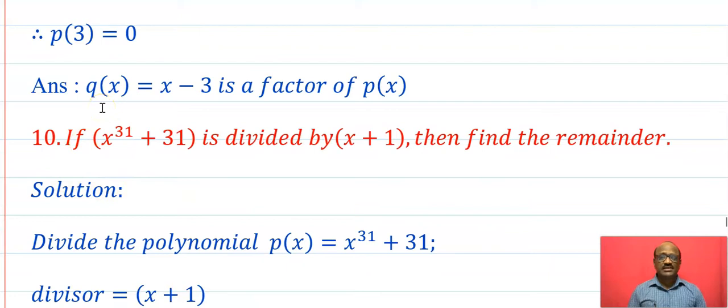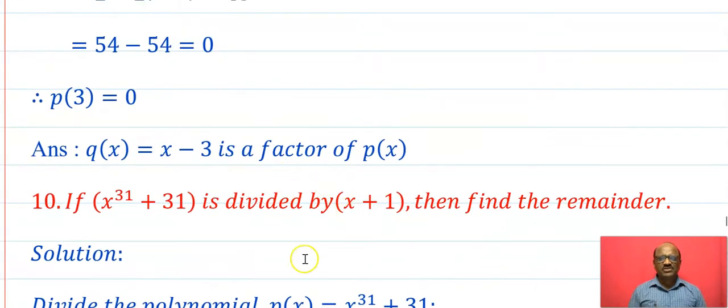Therefore, what do we say then? That is, q of x is equal to x minus 3 is a factor of p of x. Had it not been a factor, we would not have got this value. Here we got the value 0.